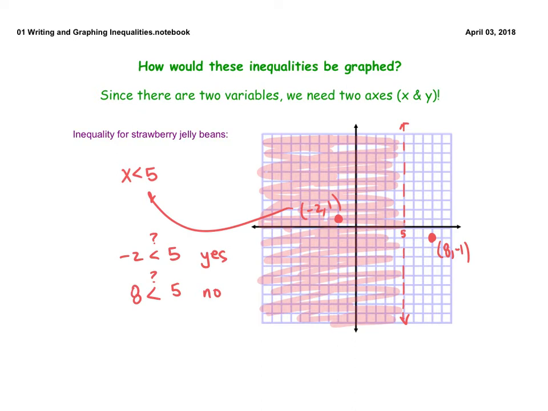Now let's say that we pick a point on the line. Let's say we pick this point where x is 5 and y is 3. So the question is, is 5 less than 5? And the answer is no. And that's why that's a dashed line, not a solid line, because nothing on the line could be a solution to the inequality.